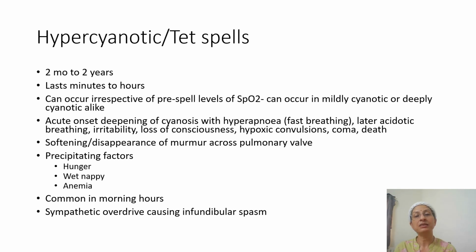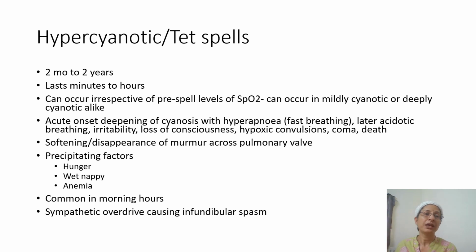So what exactly happens during the hypercyanotic spell: a child gets up early in the morning after a very deep sleep with a very sensitive respiratory center due to that deep sleep. There are various postulations, so I'm just telling some of them to you. He gets up after a deep sleep, his respiratory center is hypersensitive now, and he is having a sympathetic overdrive. Now, why does he have a sympathetic overdrive? Because it's morning hours, he has got up after a long sleep, so he's very hungry, he has passed urine or motion or something and is irritated, so he's crying, and all these things result in a very high sympathetic overdrive, as we call it.